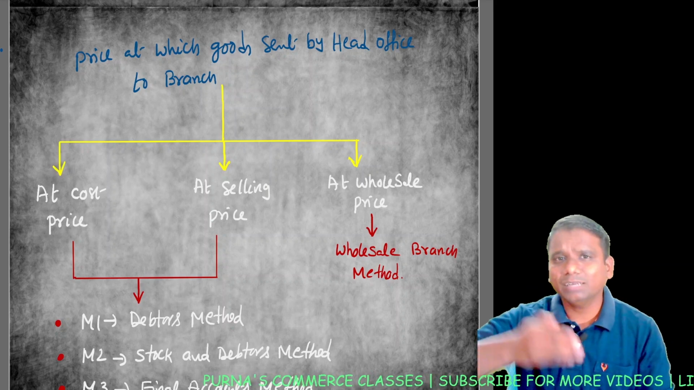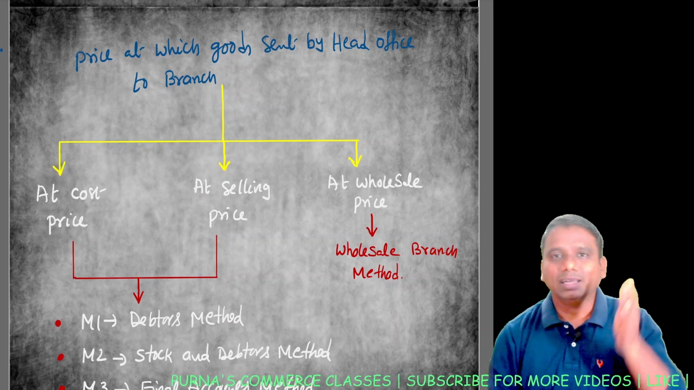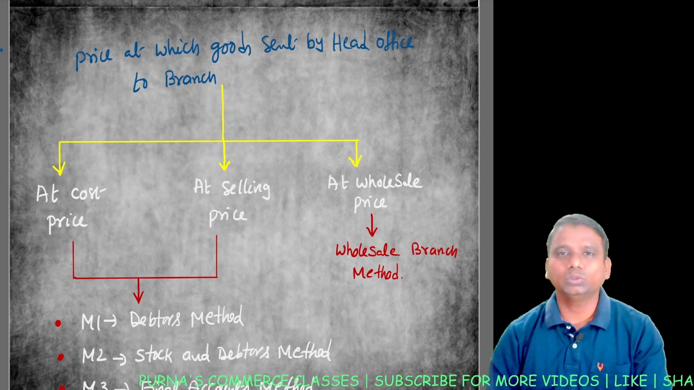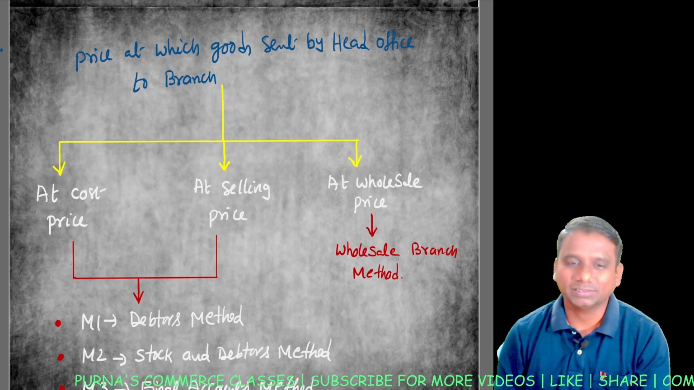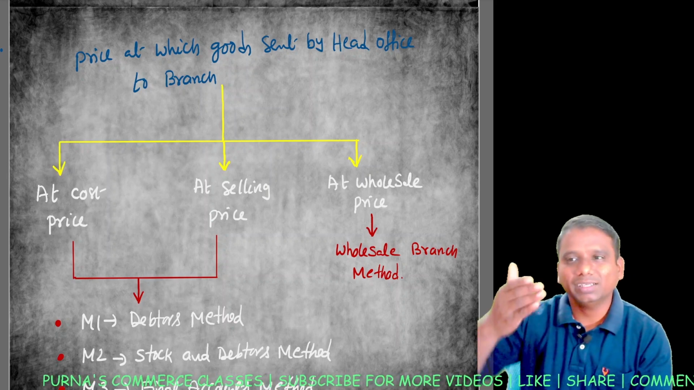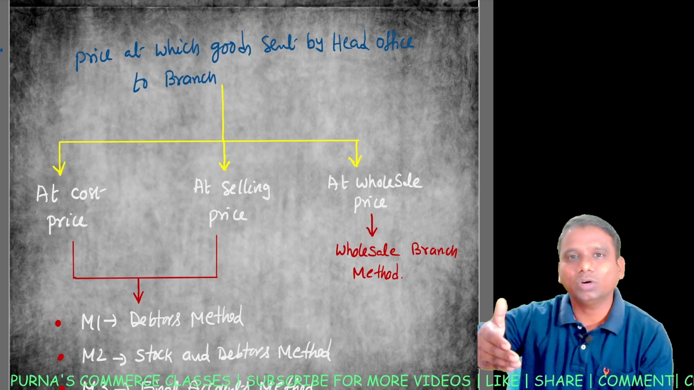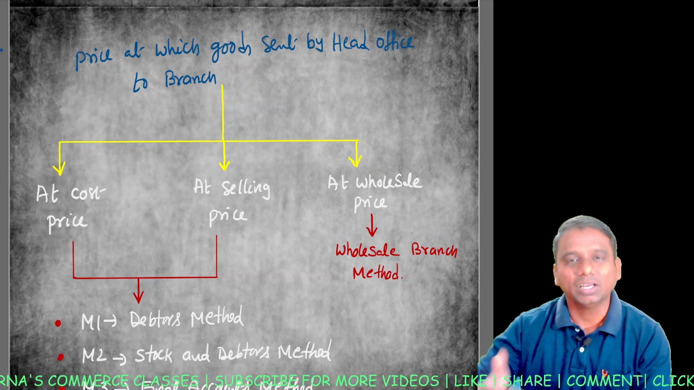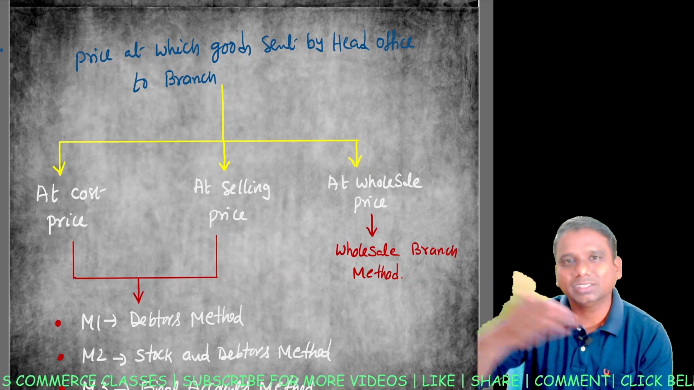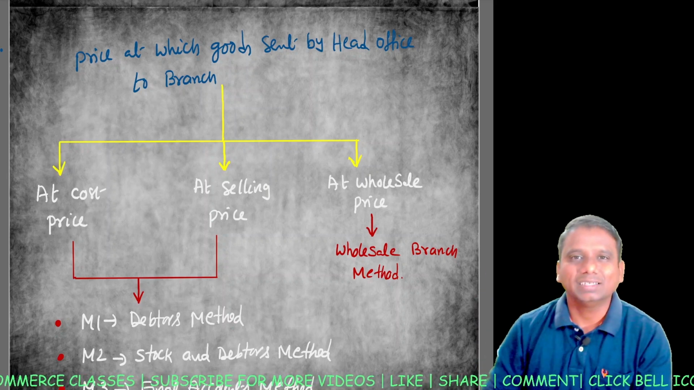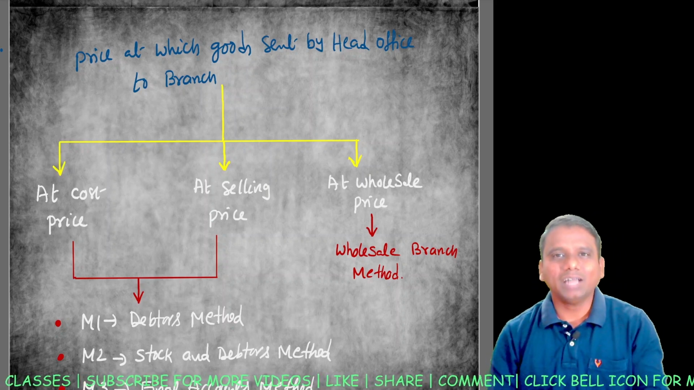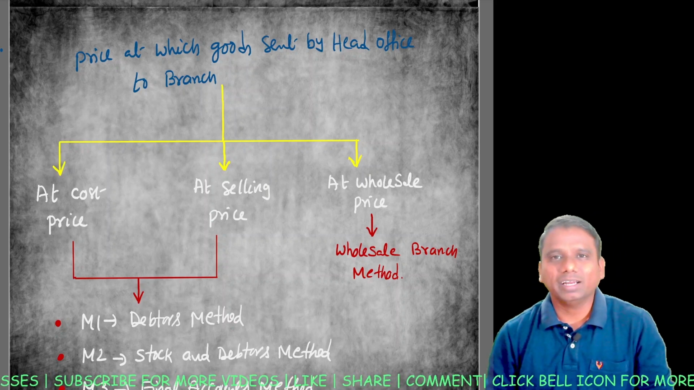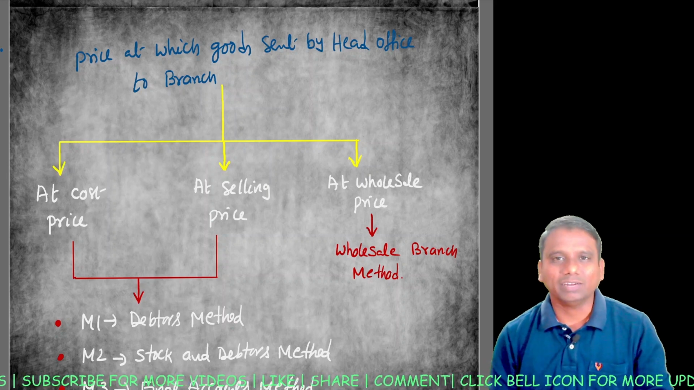In the consignment topic also, the consignor sends goods to the consignee either at cost or at invoice price. The same concept applies here, but in place of the consignee, we are talking about the branch. So the head office sends goods to the branch either at cost or at invoice price. In that case, we have to see what accounting entries we record.